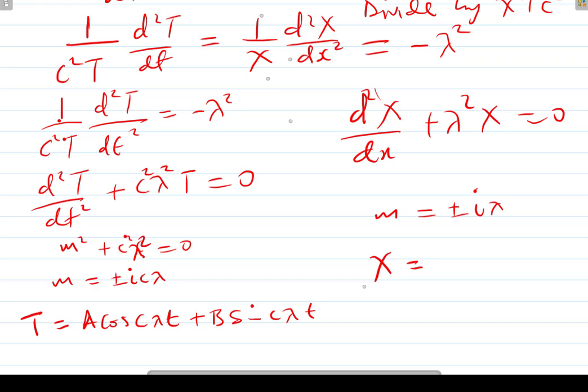well, which constants should I use? I used A and B, so I can use C. I don't know whether that is good, because I already have C here. So allow me to use P and Q. So P cos lambda x plus Q sin lambda x.